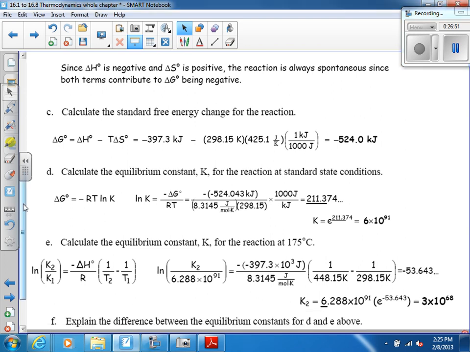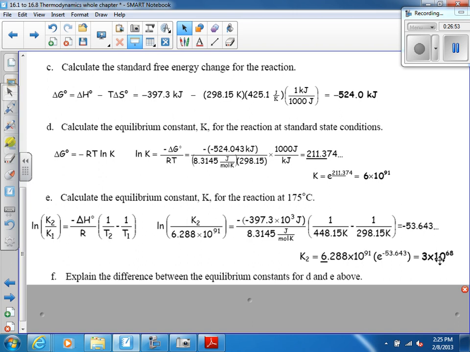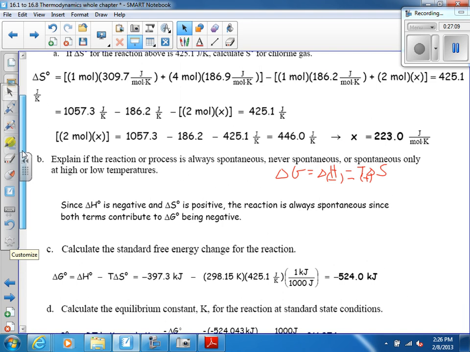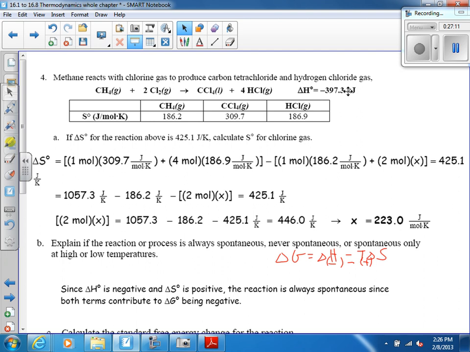Explain why the equilibrium constant goes down. Notice it went down as temperature went up. We went from 25 to 175, and the equilibrium constant decreased. Use Le Chatelier's principle to explain that, noting that the reaction is exothermic.